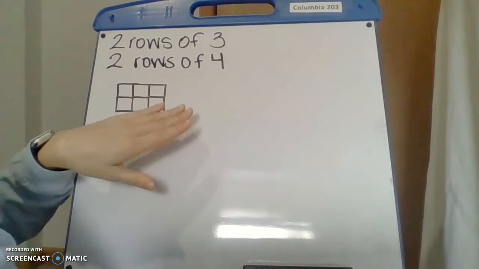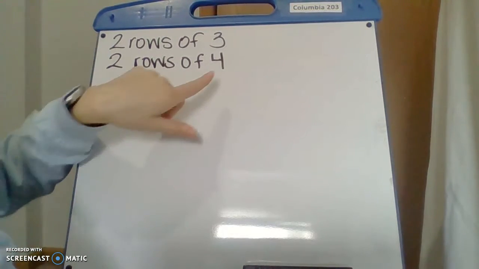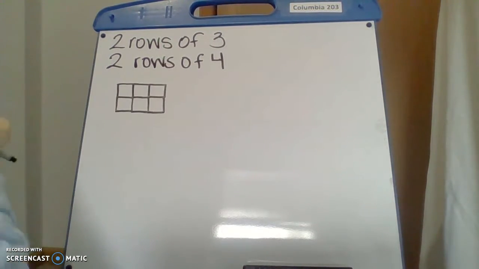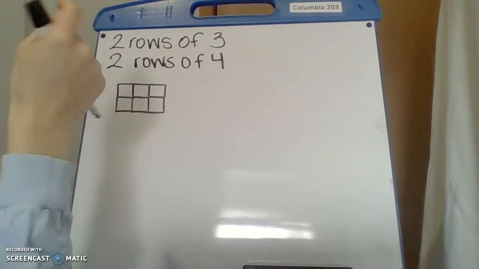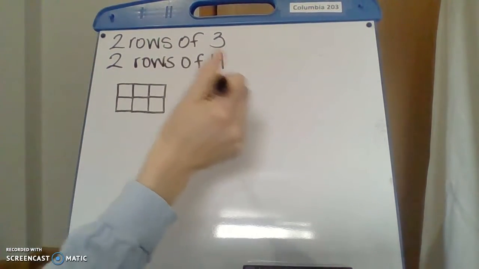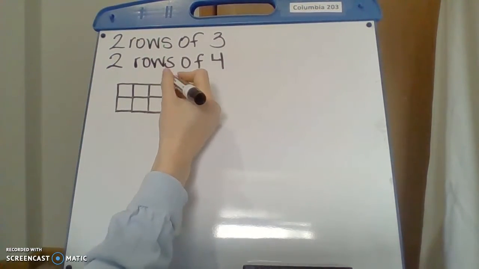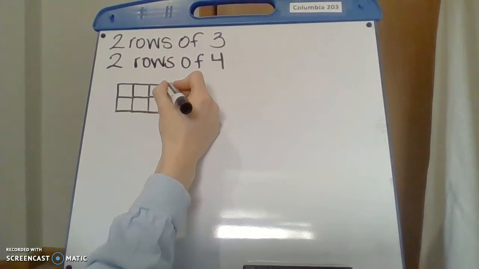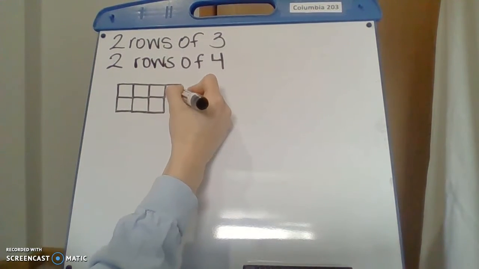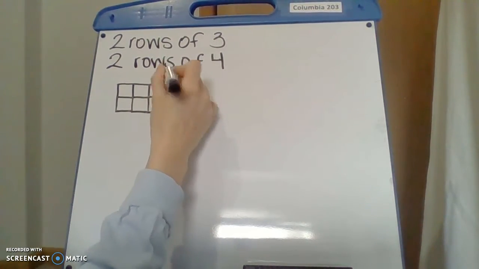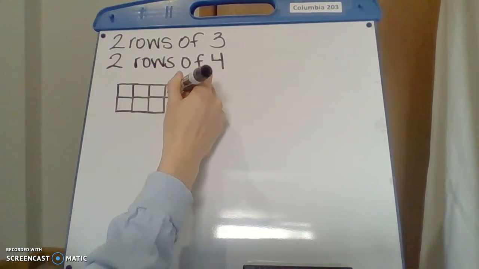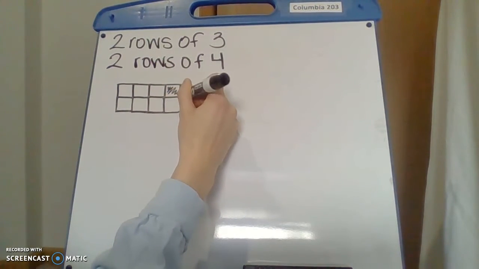So I'm going to draw another 2 rows, but this time they're going to have 4 in them. And unfortunately, I don't have another colored marker, but I'm going to kind of shade them in a little bit for you to see. So I'm going to start here. I'm going to do 2 rows of 4. So kind of think of this as separate, and I'm going to just shade them in a little bit so you can visualize it.